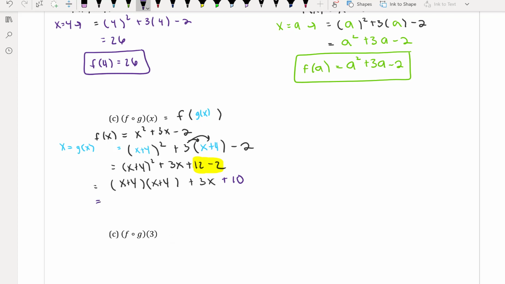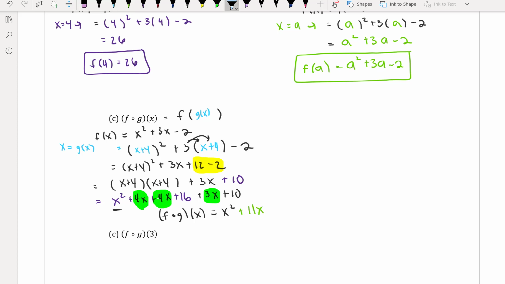So now I'm going to FOIL this out. I get x squared plus 4x plus 4x plus 16, because 4 times 4 is 16, plus my 3x plus 10. So now I can say that f composed with g with respect to x has this x squared, which hasn't changed at all. And now I'm going to add all of my x's together. I have a 4x and a 3x being added together, so 4 plus 3 is going to give me an 11x.